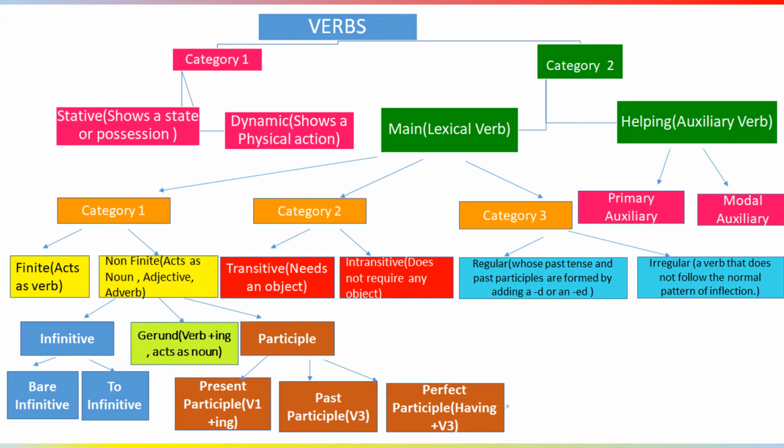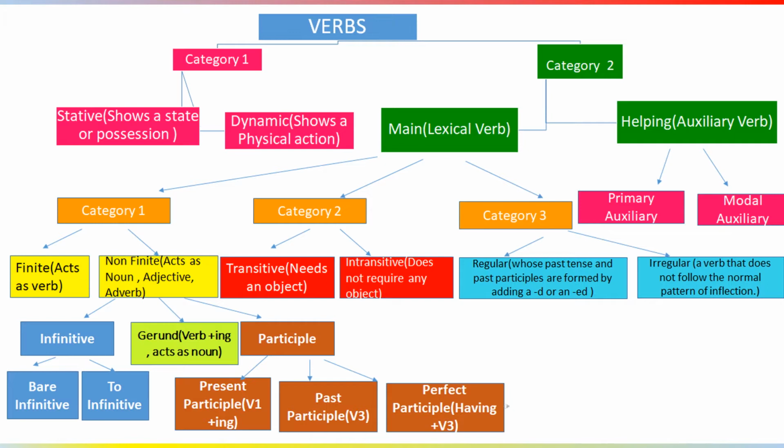Non-finite verbs are those verbs which act as noun, adjective or adverb. This is further divided in three types: infinitive, gerunds and participle. The infinitives are the basic form of a verb without an inflection binding it to a particular subject or tense. It is further divided in two types: bare infinitive and to infinitive. The example of bare infinitive is let him see. So here see is an adverb, not a verb.